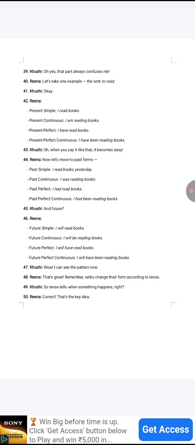Next we have I will have read books. This is the example of future perfect tense. Next we have I will have been reading books. This is the example of future perfect continuous tense.